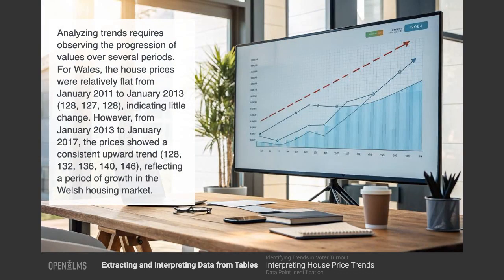Analysing trends requires observing the progression of values over several periods. For Wales, the house prices were relatively flat from January 2011 to January 2013, 128, 127, 128, indicating little change. However, from January 2013 to January 2017, the prices showed a consistent upward trend: 128, 132, 136, 140, 146, reflecting a period of growth in the Welsh housing market.